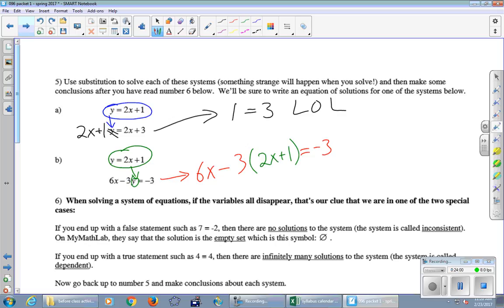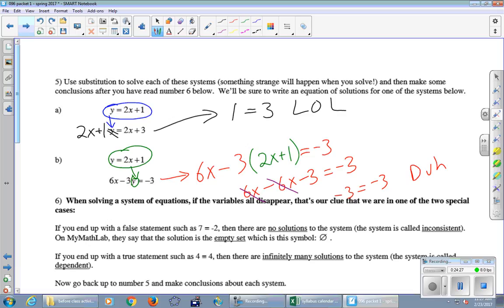And then we distribute here. What do we get? 6x minus 6x minus 3 equals negative 3, right? What happens on the left-hand side? The 6x's cancel, and we're left with the equation negative 3 equals negative 3. Which is, okay, it's true. But again, we don't have an x equals 7 kind of answer.